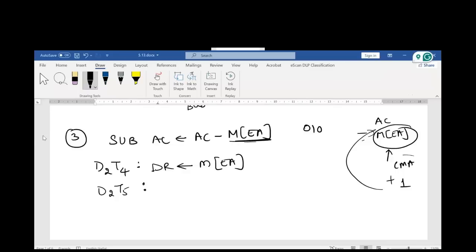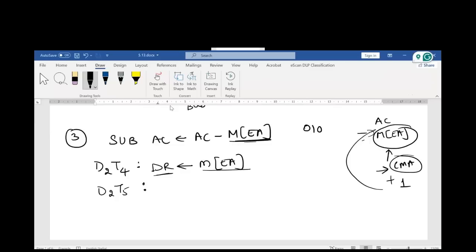you cannot complement a value. What does the CMA instruction do? It complements the value of the accumulator. I have my operand in DR. I do not have any facility for complementing the value of the data register. So to complement this value, I will have to first bring this value to AC, because we have an instruction which can only complement the accumulator's value.